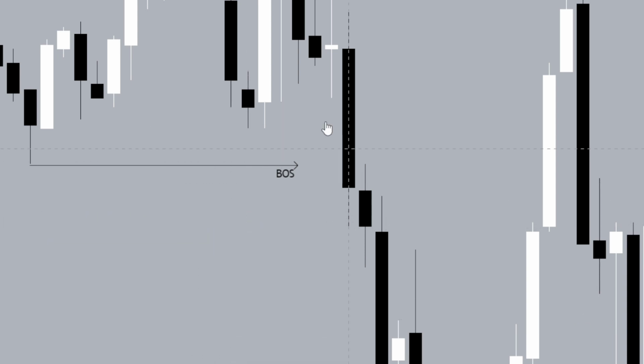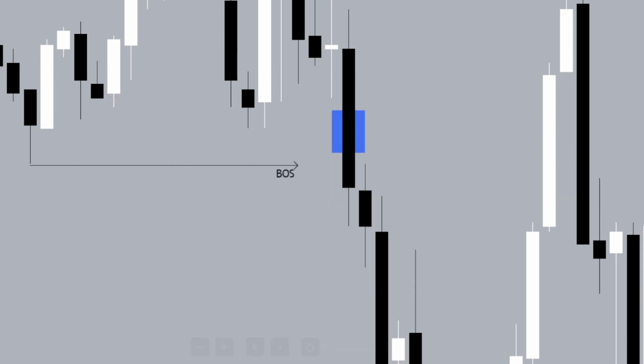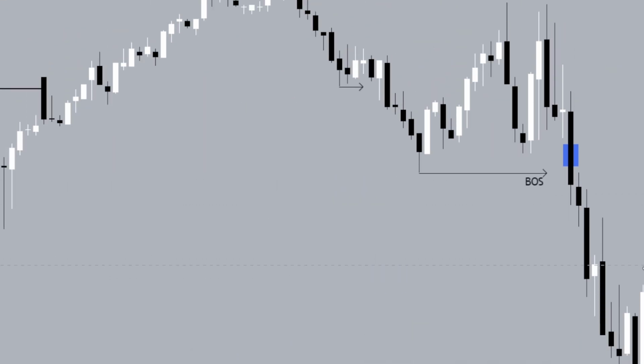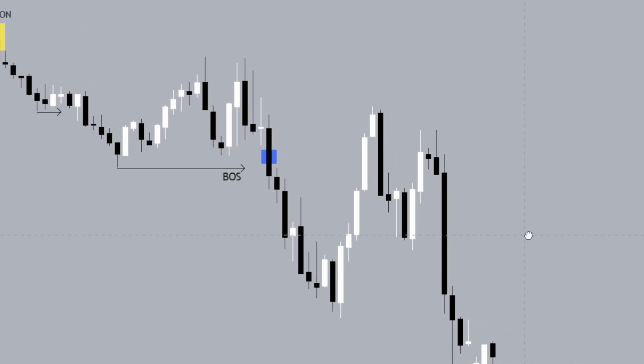So now that we've seen a break of structure to the downside, we've seen a fair value gap over here. If I quickly label the fair value gap so people understand, we have a fair value gap over here, which I'm going to label in blue. Once we have the structure break and the fair value gap, the last thing we're looking for is to simply key off a premium area. So what do I mean by premium area?